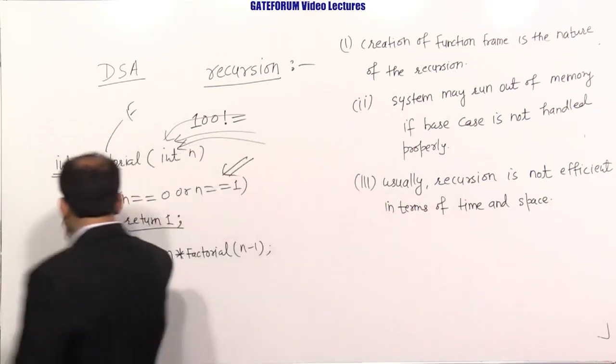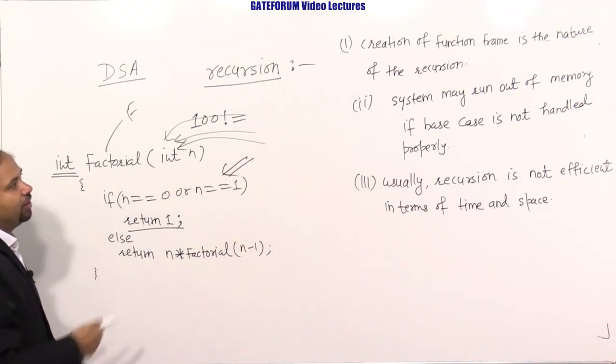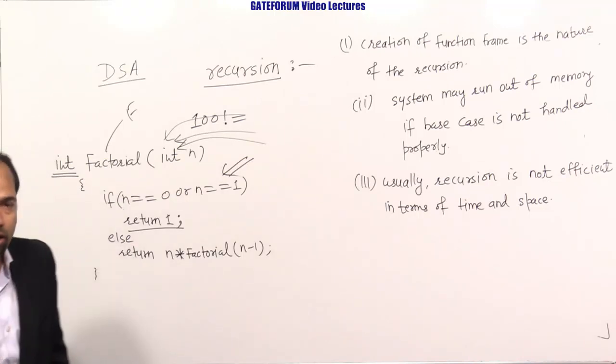So here we have a recursive function for finding factorial, and we can also have a non-recursive method, and then we'll compare how much.